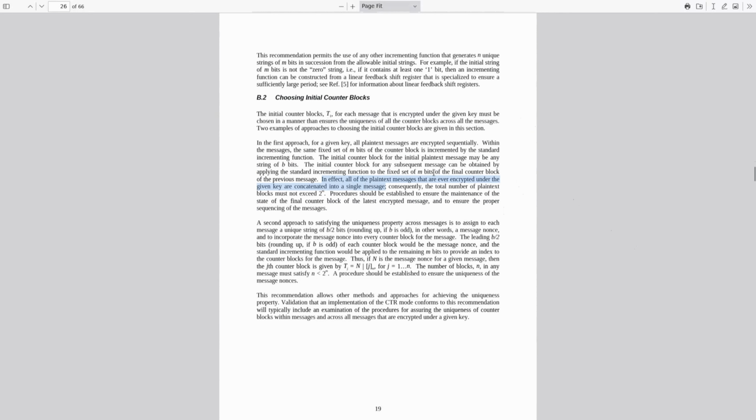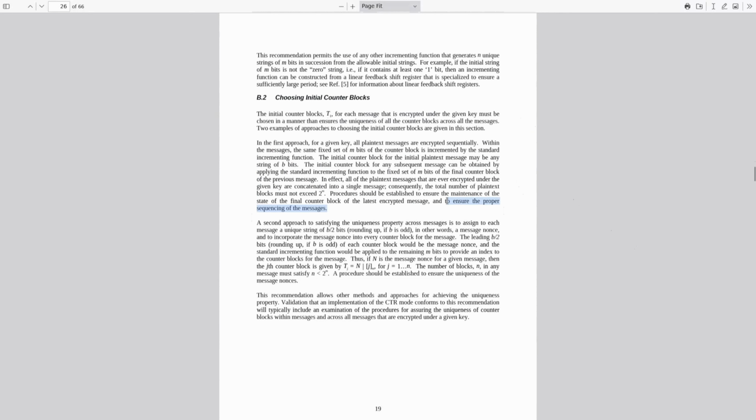All of the plaintext messages that are ever encrypted under the given key are concatenated into a single message, conceptually. They can be distinct messages in practice, but what's happening under the hood would be identical to if they were concatenated. Consequently, the total number of plaintext blocks must not exceed 2 to the m, certainly true. In fact, it should probably be less. Procedures should be established to ensure the maintenance of the state of the final counter block of the last encrypted message, and to ensure the proper sequencing of the messages.